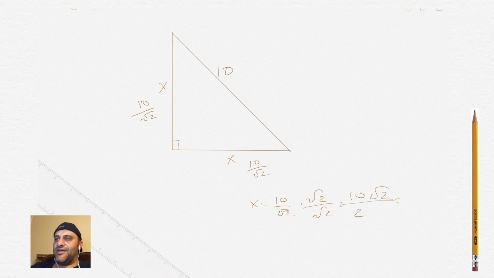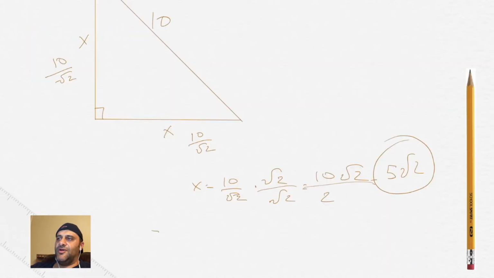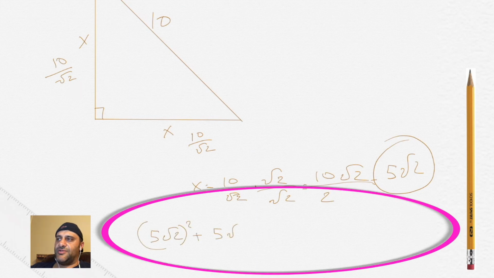Sometimes they'll simplify that by getting rid of the square root of 2 on the bottom. So multiply by square root of 2 over square root of 2, you get 10 square root of 2 over square root of 2 squared, which is 2. Then that simplifies to 5 times the square root of 2. I'm going to show you the long way, to show you why that works.